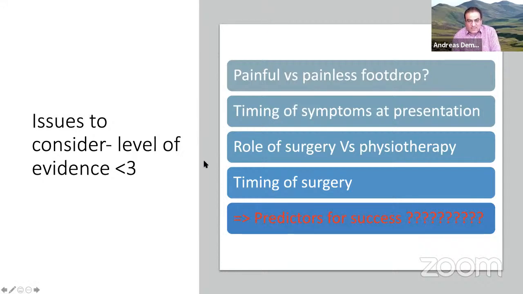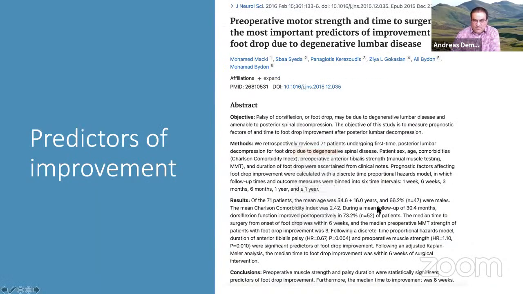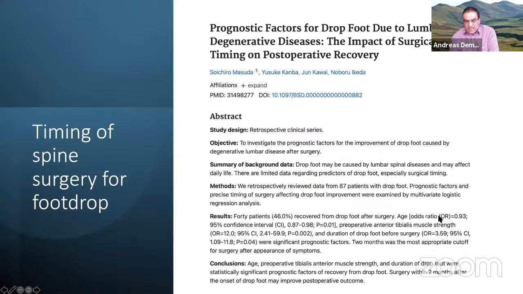And the question is, what are the predictors of surgical success? Very poor literature, all of it level 3 to level 5. One of the few recent papers is this one from Japan. They've identified prognostic factors for drop foot in relation to lumbar degenerative disease. Out of 40 patients, they managed to find that age is a predictor. That's straightforward, I guess. Preoperative muscle weakness or strength was a predictive factor, and indeed duration of foot drop. And they said that surgery within 2 months can still improve postoperative outcome, which begs the question, so when do we relax and when do we rush?